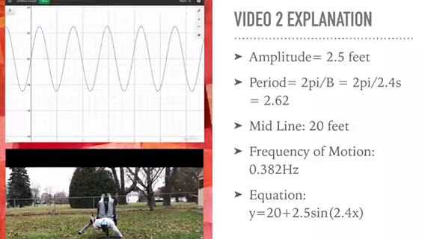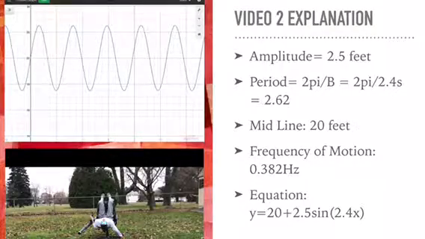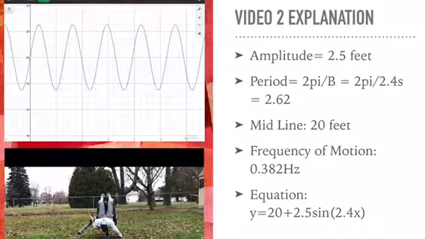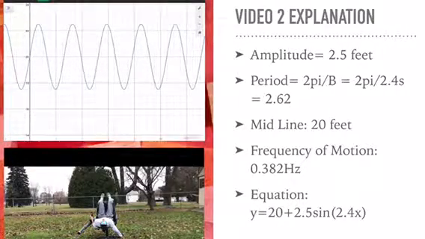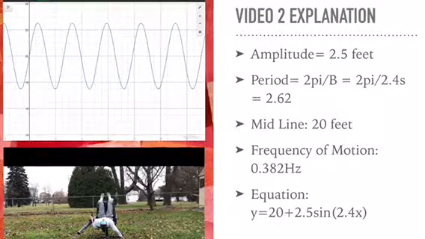which is b over 2π, so 2.4 over 2π, which again turns out to be 0.382 hertz. The equation is y equals 20 plus 2.5 sine(2.4x).